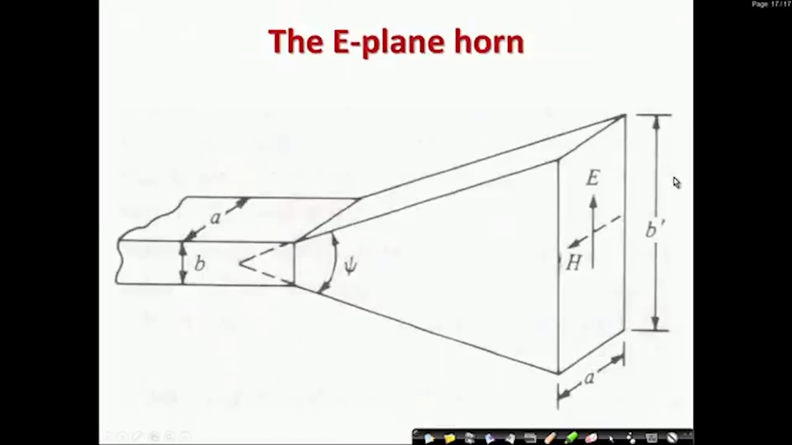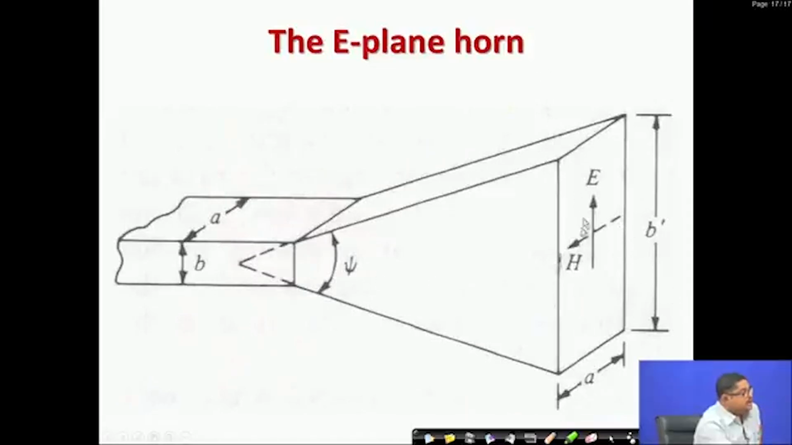Now, the next one is our E plane horn. Let us see the E plane horn in the graph. Here the electric field is directed along y. So, flaring is done in the y direction. Here it is shown E and H. E is here, so flaring is here, that means A, the broad dimension, is kept constant, and the narrow dimension B gets flared to B dashed.